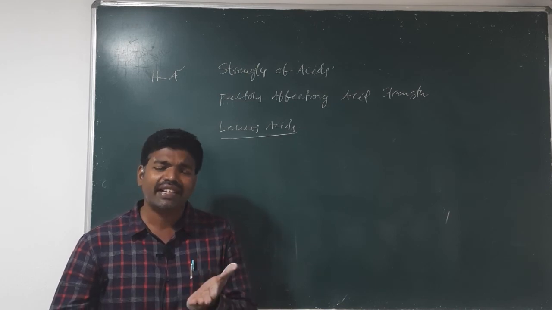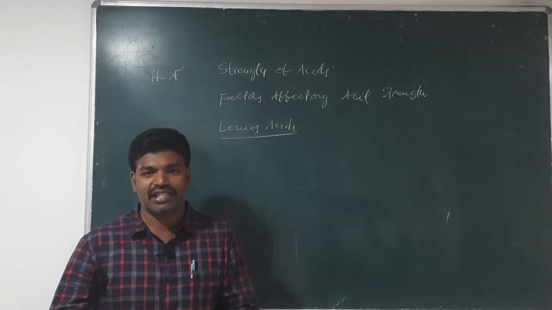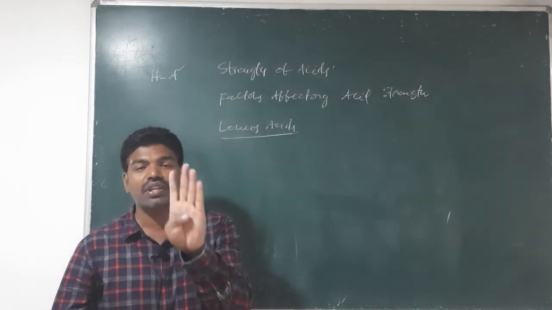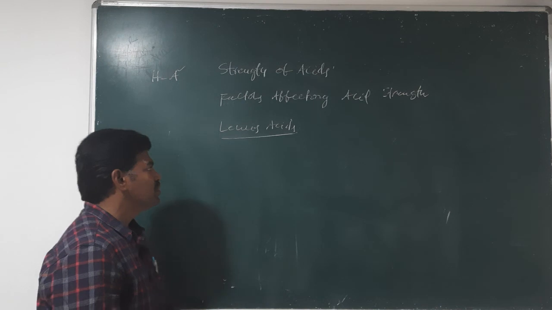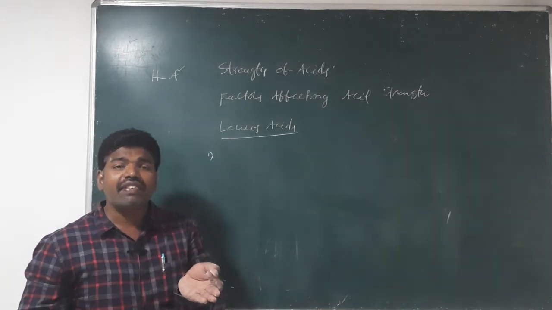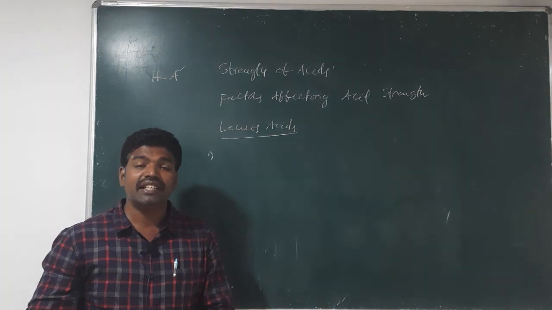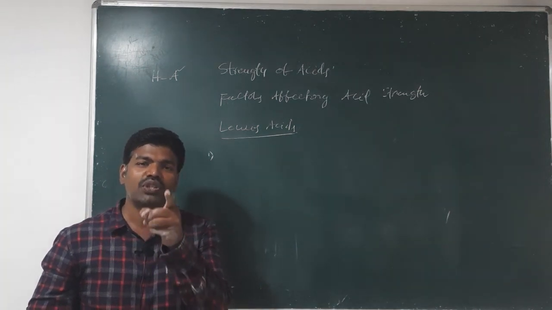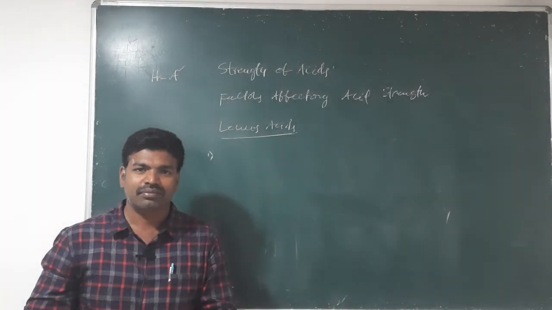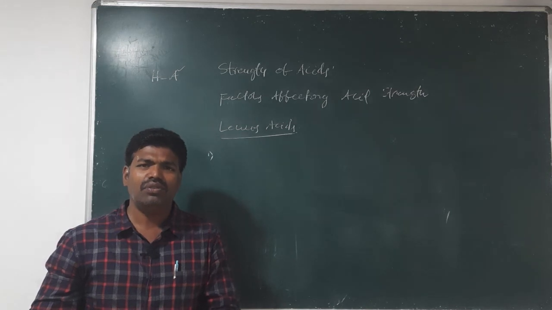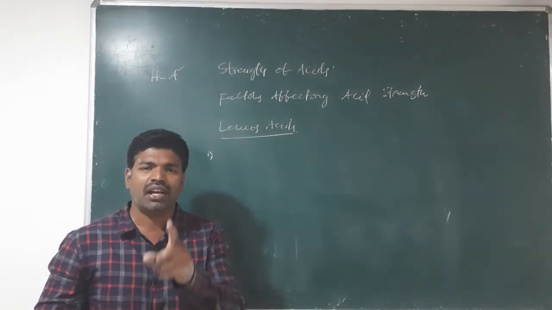So, what are the factors that decide the Lewis acidic strength? There are 4 factors to decide the Lewis acidic strength. With increasing electronegative atoms attached to the central atom, Lewis acidic strength increases. We can understand this with an example.